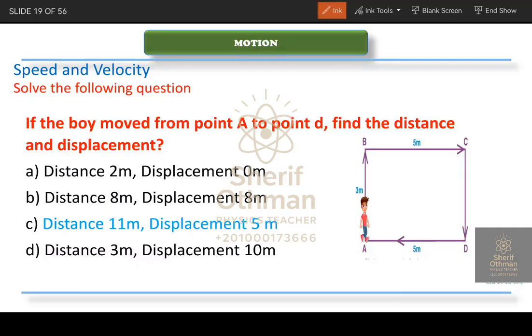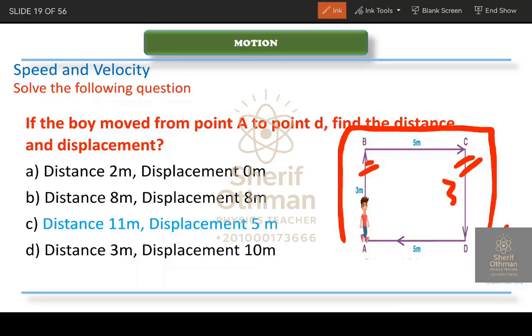If the boy moved from point A to point D, find the distance and displacement. Let's say that this boy moved from point A to point D. The distance is the total path moved, so 3 plus 5 plus 3, because this side is equal to this side, it will be 11. While the displacement is the shortest line joining.